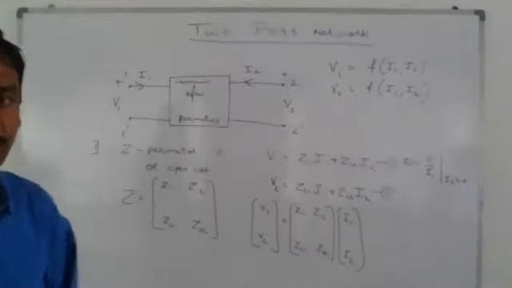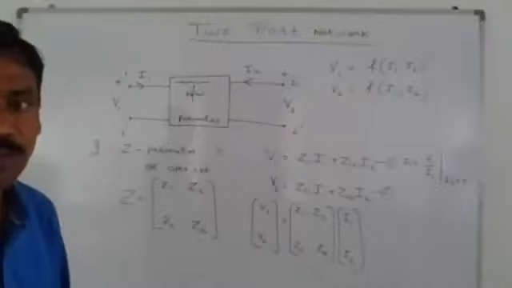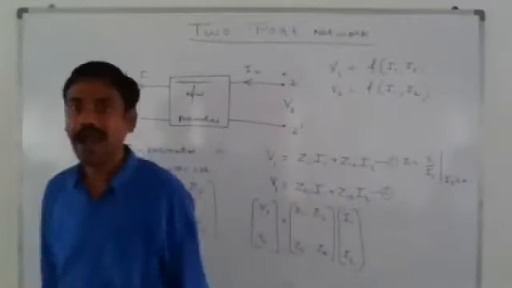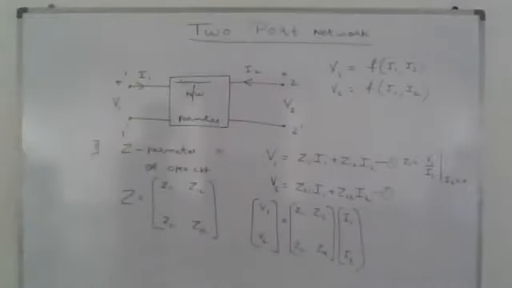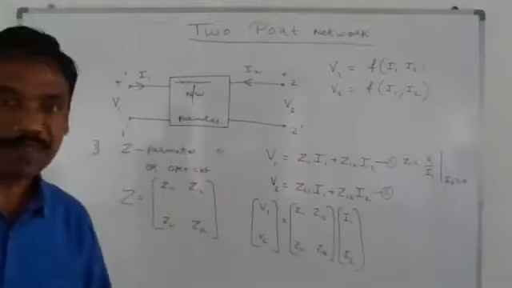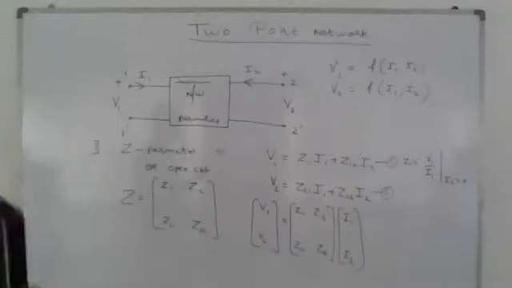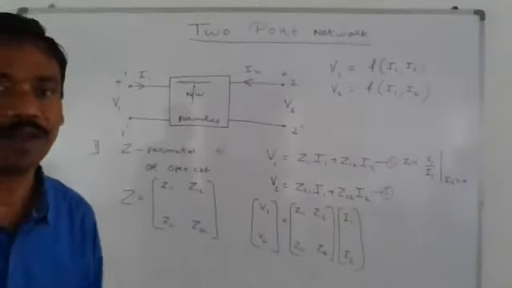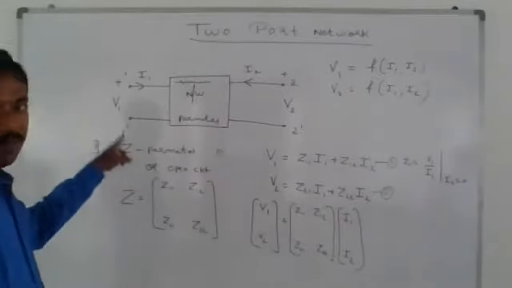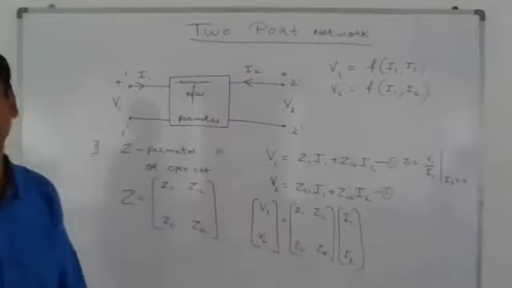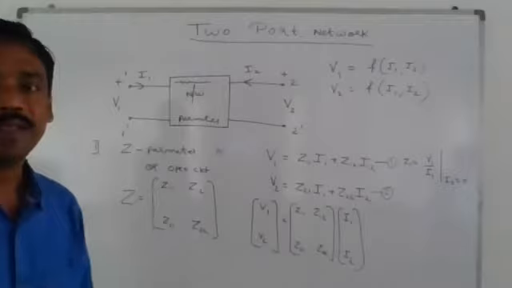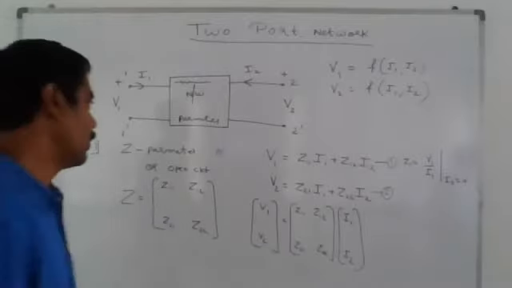You can see that Z11 is equal to, be careful, Z11 is equal to V1 by I1 at I2 is equal to 0. I2 is equal to 0 means this is kept open circuit. That is why the parameter is also called the open circuit parameter. We give 3 names to this parameter: open circuit parameter, Z parameter, or impedance parameter. The output is kept open circuited.